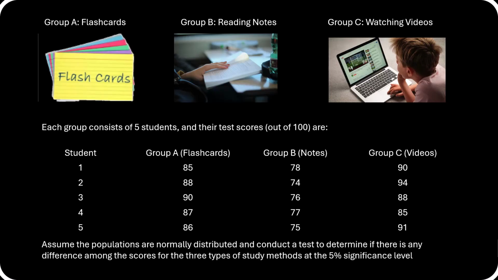We're going to assume that the populations from which this data was drawn are normally distributed, because that's one of our requirements, and if we don't assume that, then we can't do ANOVA. So we're going to make that assumption, and we're going to conduct a test to determine if there is any difference among the scores for the 3 types of study methods at the 5% significance level.